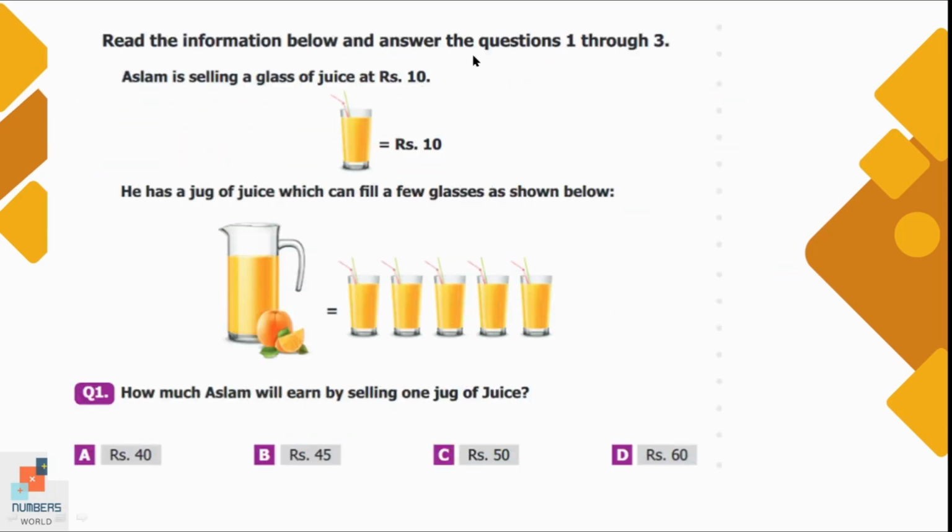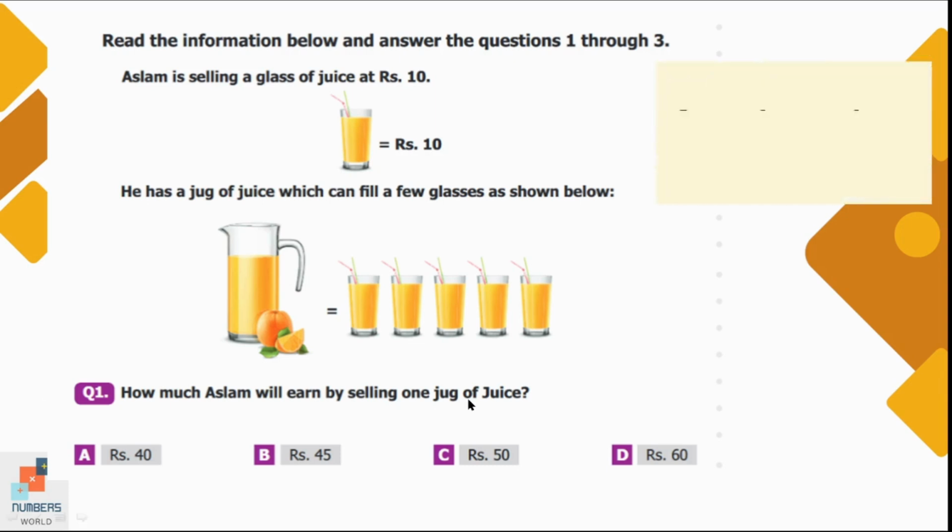Read the information below and answer the questions 1 through 3. Aslam is selling a glass of juice at rupees 10. He has a jug of juice which can fill a few glasses as shown below. Question number 1. How much Aslam will earn by selling one jug of juice?